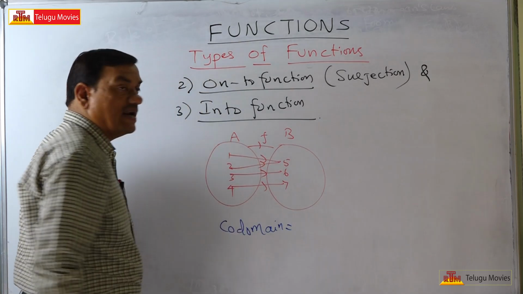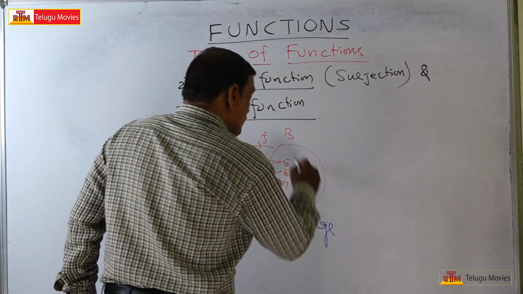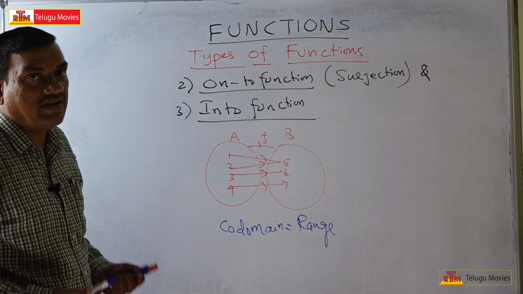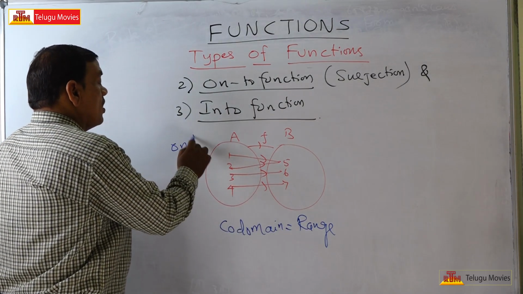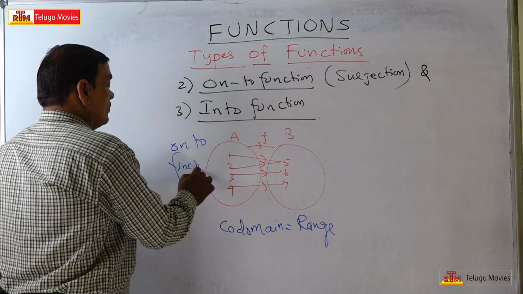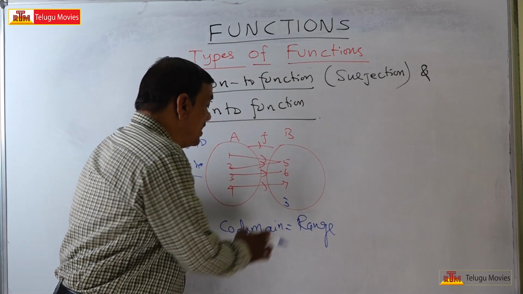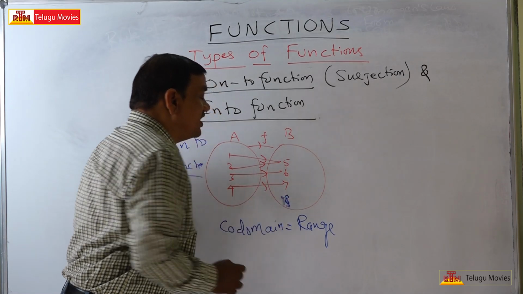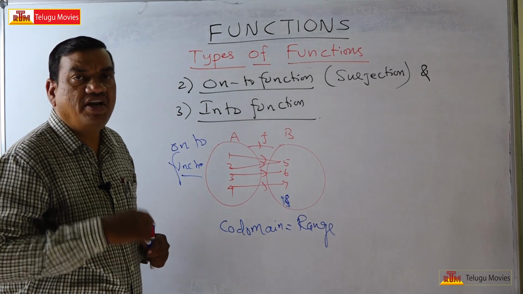The set of elements 5, 6, 7. What is the range here? That is also 5, 6, 7. So if the codomain is equal to the range, then it is an onto function. Otherwise, if at least one element is left over here, for example 8 is there, then it is an into function. Understand? Onto, into. Very easy.